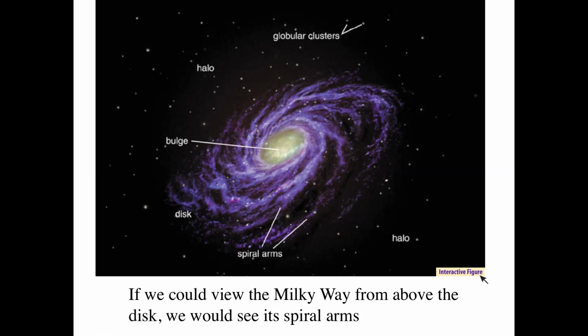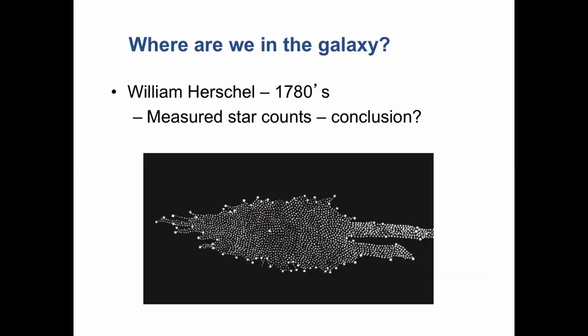Okay, so the story of how we know where we are in the Milky Way is an interesting one, and the story goes back all the way to the 1700s. There was a British astronomer named William Herschel who built what were the best telescopes in the world at the time, the biggest and the best telescopes in the world. And he used them to do lots of interesting things.